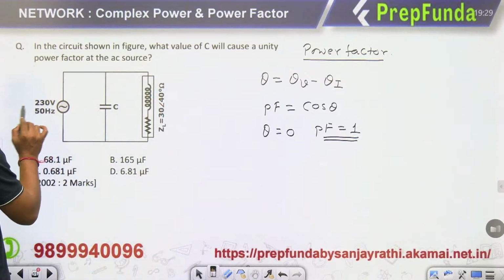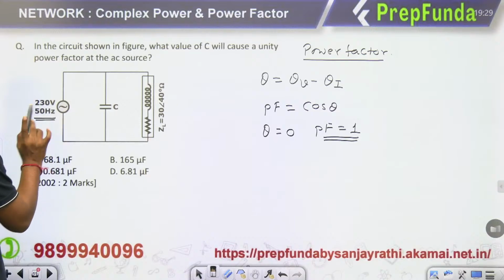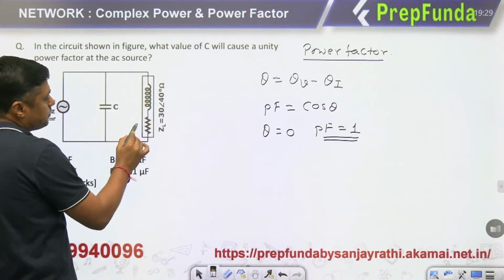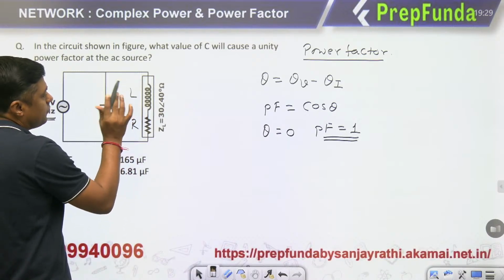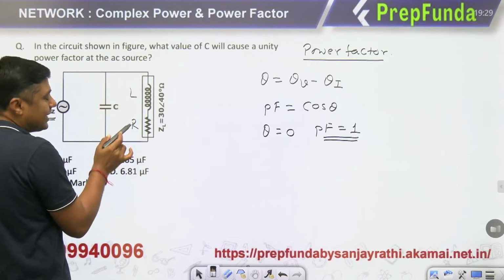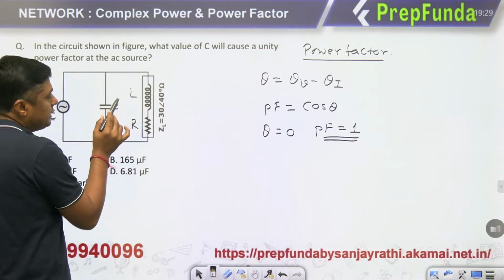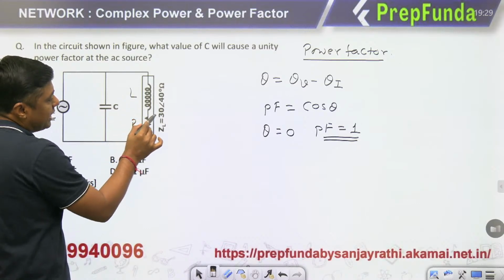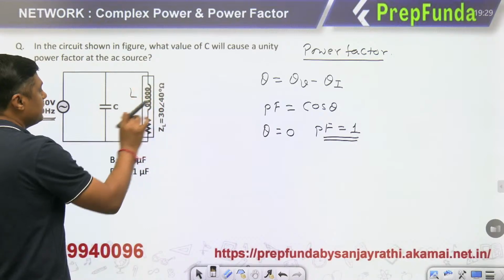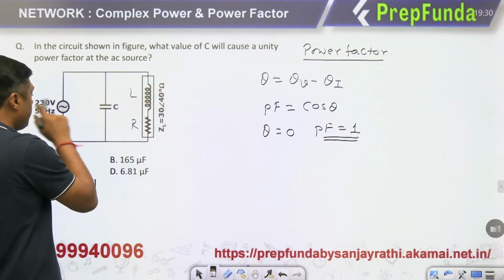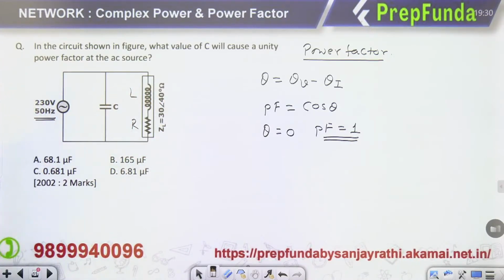Now, what is the voltage? 230 volt, and the supply is 50 hertz, remember. Then here the ZL, this impedance, is a series combination of a resistor and an inductor, that is, a coil, and it is given as ZL = 30 angle of 40 degrees. And what about the C? C is connected in parallel. Now in the circuit shown, what value of C will cause a unity power factor at the AC source?